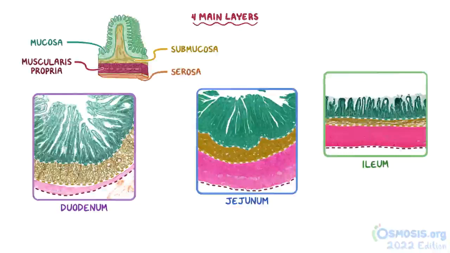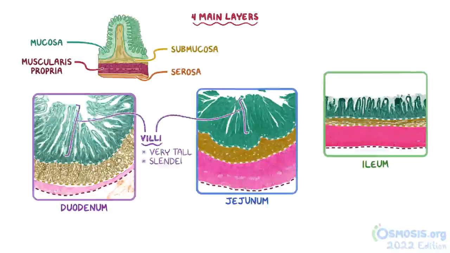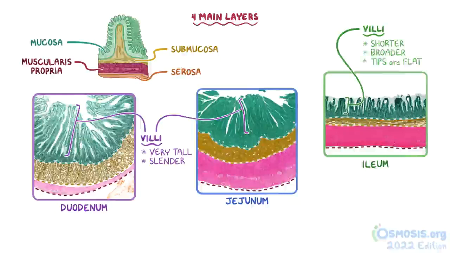Although each segment of the small intestine shares similar overall structures, there are still quite a few differences between each segment that can be seen with light microscopy. Even at low magnification, we can see that the finger-like projections, or villi, that extend into the lumen of both the duodenum and jejunum are very tall and slender compared to the villi of the ileum, which are significantly shorter, broader, and whose tips are flatter compared to the villi of the duodenum and the jejunum.